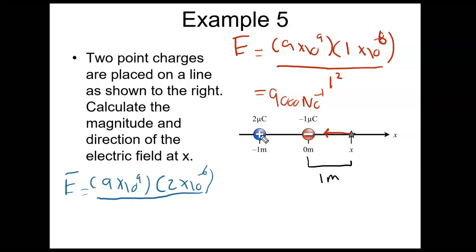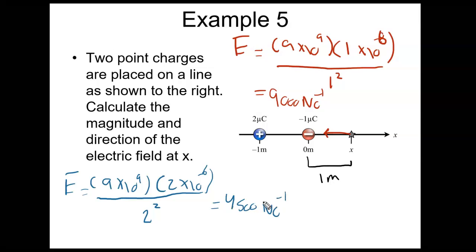And now here you have to be careful. Remember, it's the distance between the point charge and the point in space where you're calculating the electric field. The distance between the blue charge and point X is 2 meters, not 1 meter. Because this is a meter, this distance is also a meter, so I should divide by 2 squared. Okay, so I do 9 times 10 to the power 9 times 2 times 10 to the negative 6, divide by 4, and I get 4,500 newtons per coulomb.